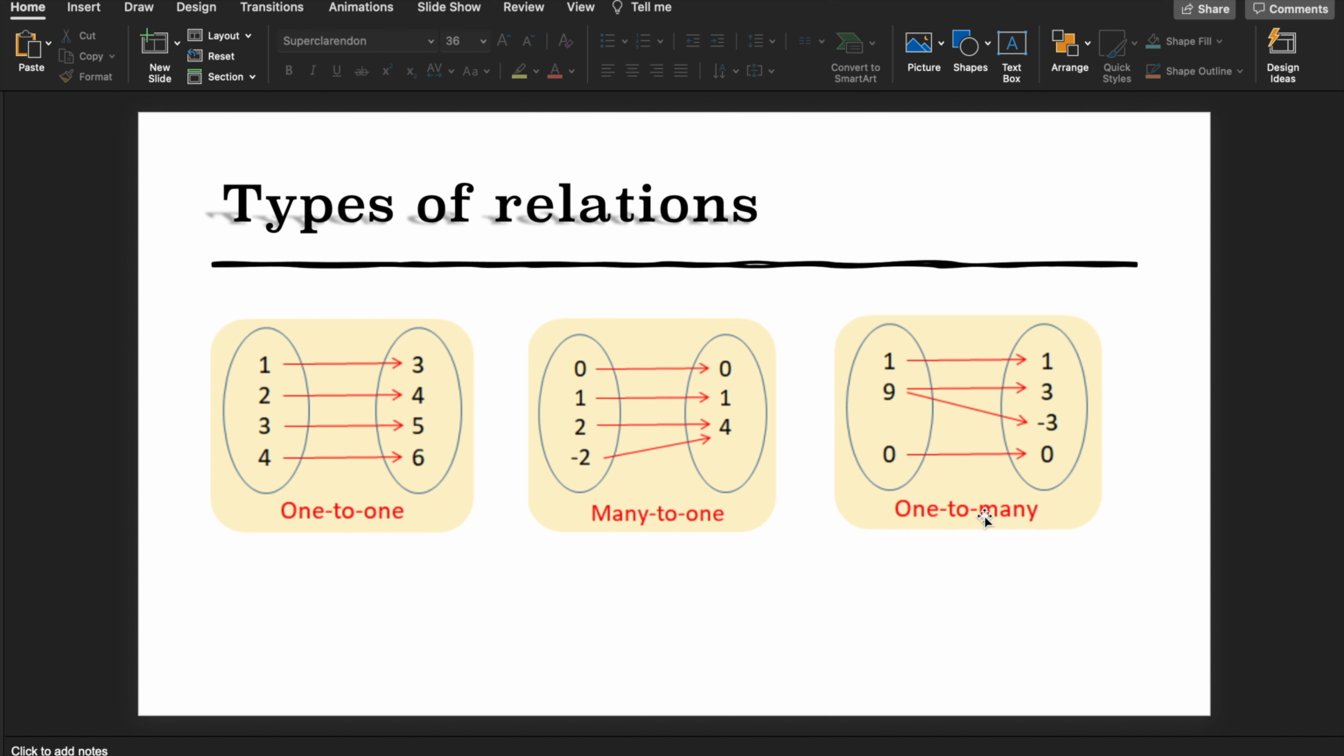But for one-to-many, an example would be y equals plus or minus square root of x. Even if you put the value of x as 1, you'll get two values of y, which are plus 1 and minus 1. Therefore, it would be called a relation and not a function. Just remember, these two are functions, this one is not.